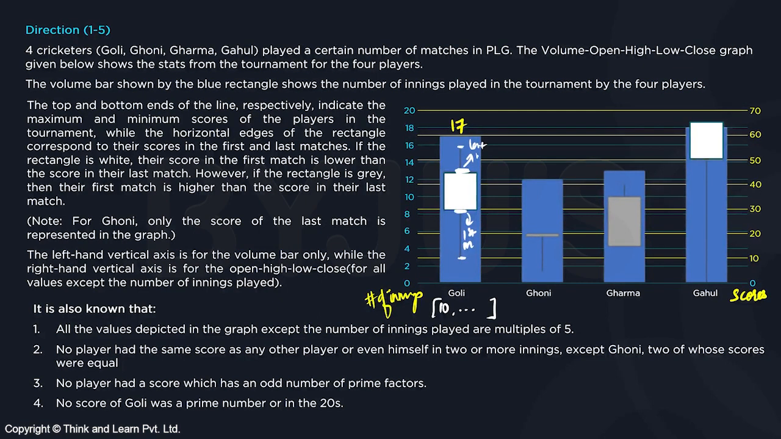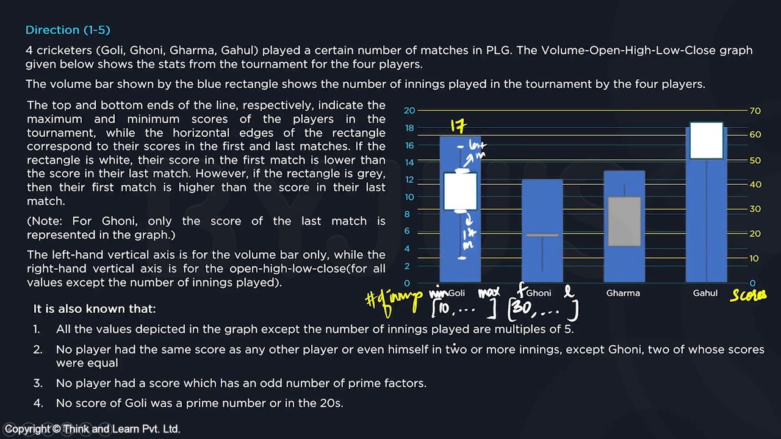Since there are 17 innings, we are talking about the first inning and the last inning here. So in the first inning, the score is going to be 30 and in the last inning, the score is going to be between 40 and 50. It can be any number. So this is the first inning, this is the last inning, and we are only talking about Goli, and this is the minimum score and this is the maximum score.